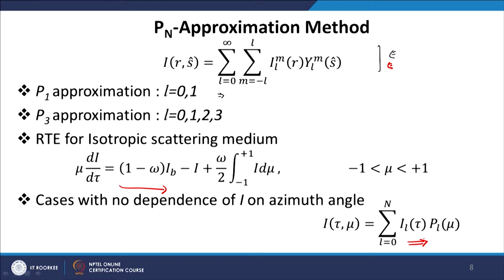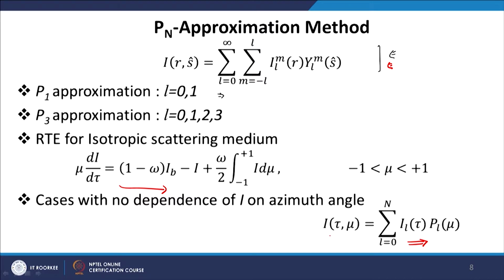If we are using the P1 method, we have already observed that the intensity has no dependence on the azimuthal angle, and if we take the special case of a one-dimensional medium, then also the intensity will not be a function of the azimuthal angle. So, the dependence on m will drop, and we can simply write the intensity as a function of only tau and mu, that is the polar angle and the space coordinate tau. We can write the same series of spherical harmonics in a simplified form as the sum of I_L(tau) P_L(mu), where P_L is the associated Legendre polynomial.